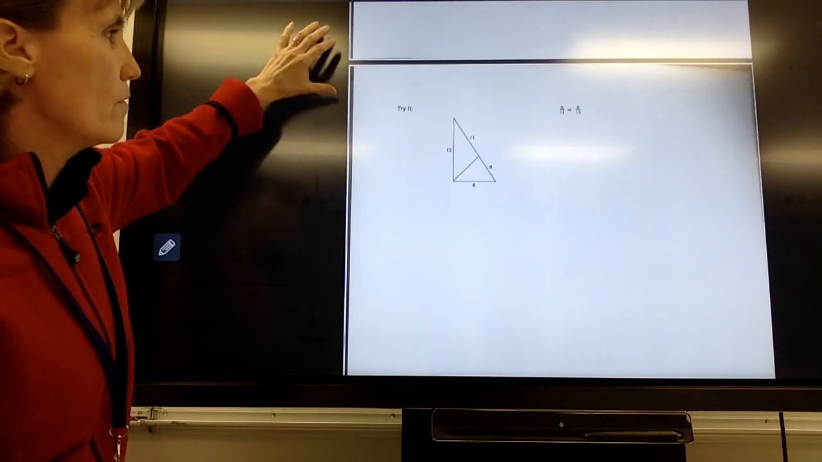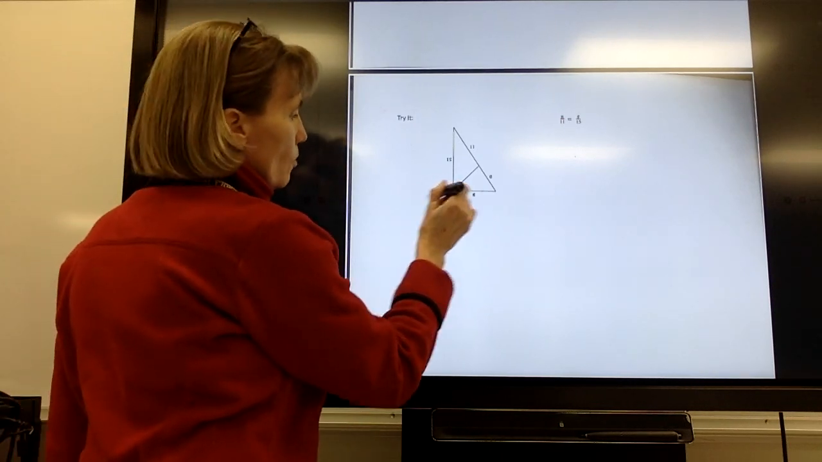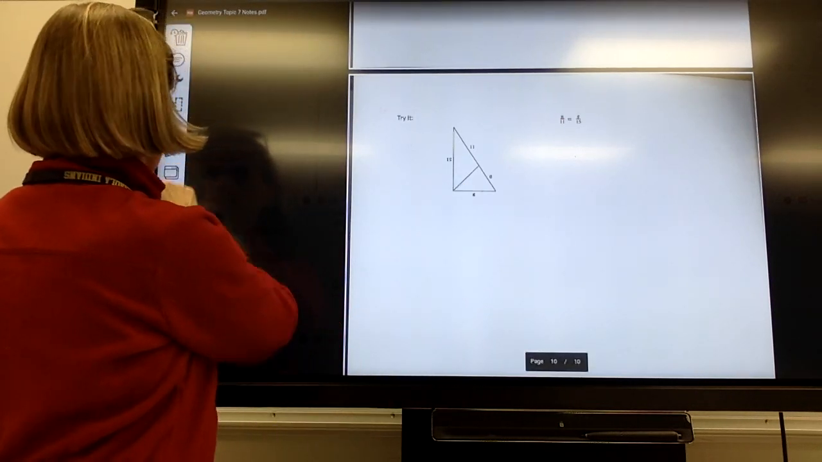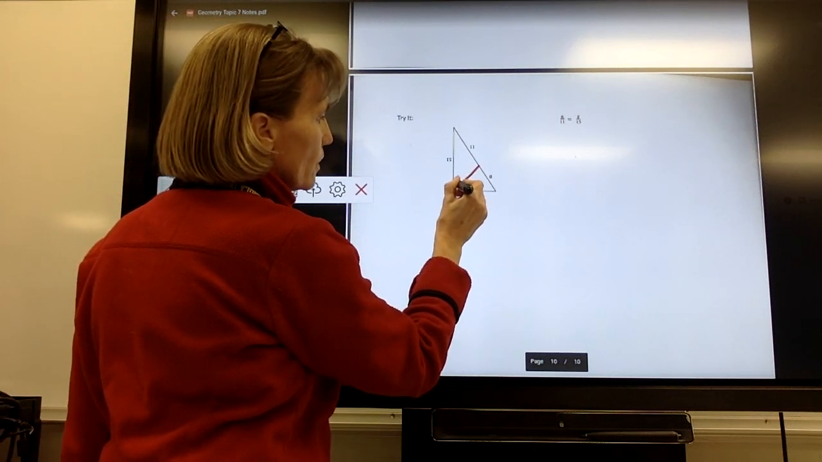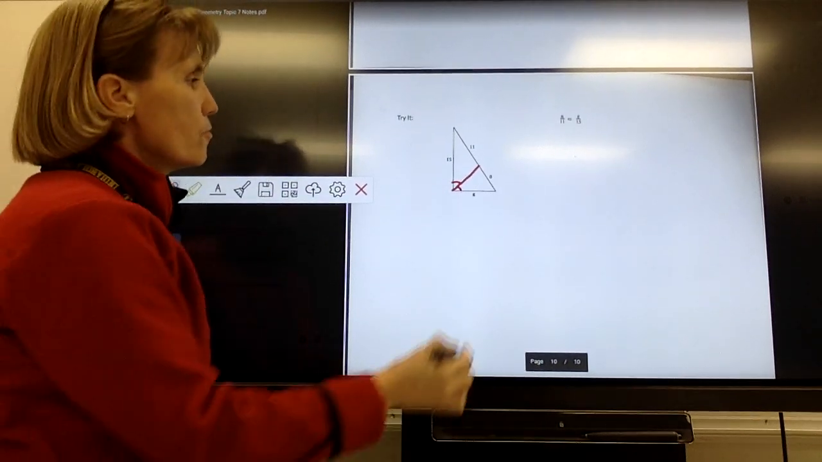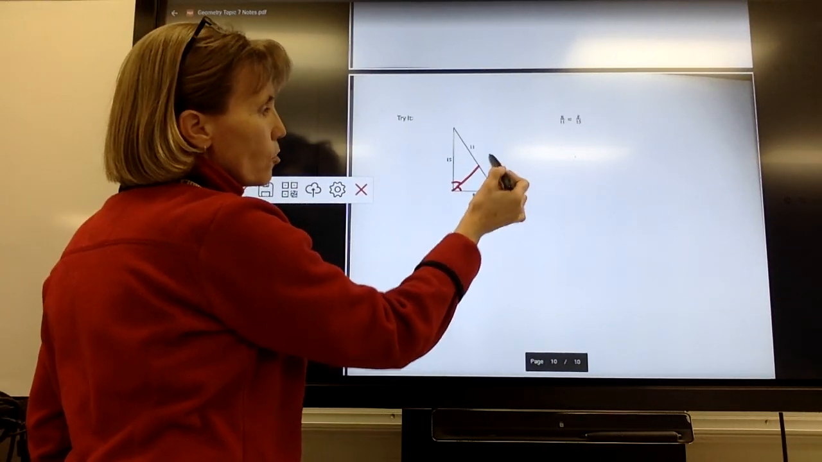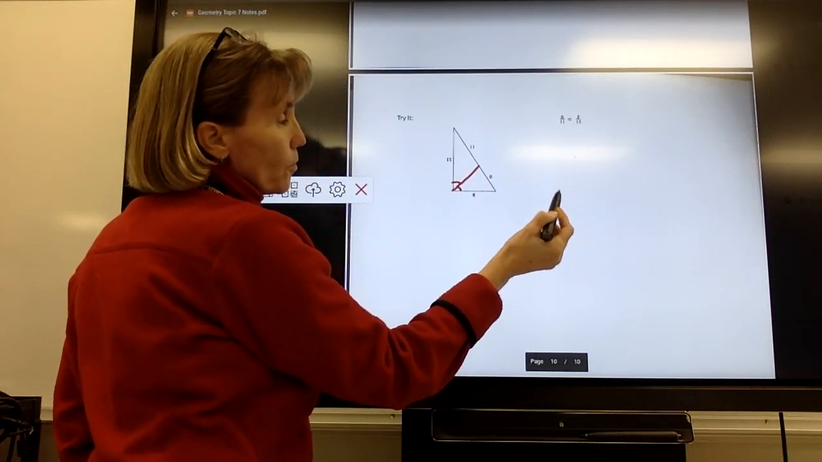Okay, and we've got one on the very back page to try. Okay, so here's my angle bisector. It's not marked very well, but you've got this coming out of the triangle. These sides would be, that's bisecting that angle. Therefore, this piece is divided proportionately as these two pieces. So there's different ways you could set up your proportion.